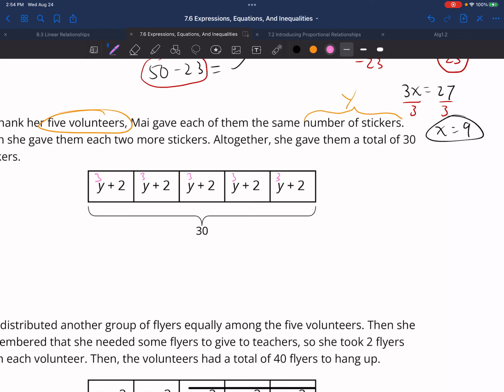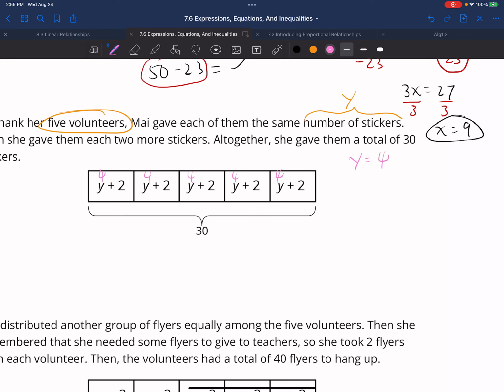What other number do you think we could try? Four. Let's try four. So let's go: four, four, four, four, four. What is four plus two? Six. Six plus six is? Plus six. Plus six? Plus six? So what does Y equal? Y is equal to four.